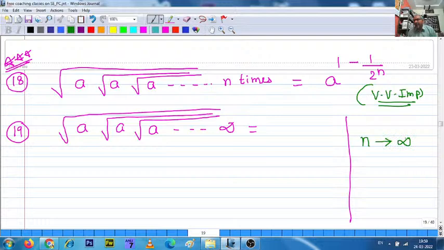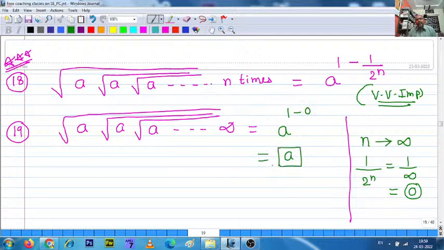When n is a very big value, what does 1 by 2 to the power of n become? 1 upon 2 to the power of infinity. For example, if 1 is divided by infinity, nothing will remain, it is 0. So here we get a to the power of 1 minus 0, so you will get a. If you remember it like this, you will become a hero in the examination. Clear? I hope it's very clear to you. So up to infinity, you will get it like this in the examination. Clear? Okay.